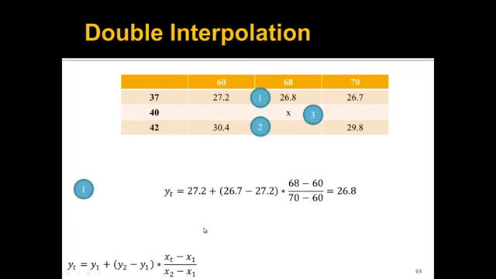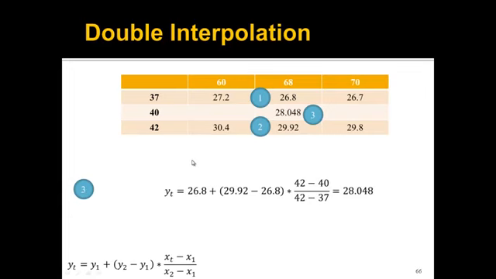For step 1, y1 is 27.2, y2 is 26.7, and xt is 68, x1 is 60, and x2 is 70. So we fill in the values there and we get 26.8. Do the same thing for part 2. What's nice about part 2 is the x values are the same. We just have to change the y values. You can see how it's done here.